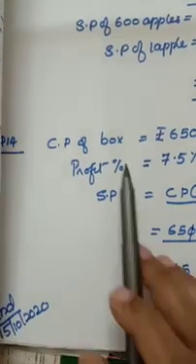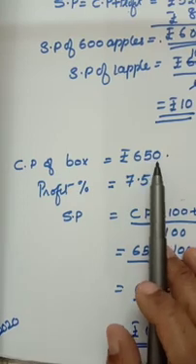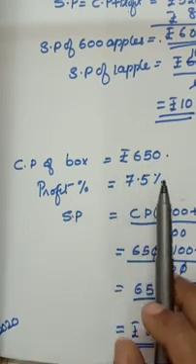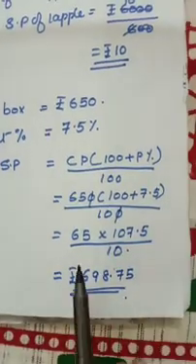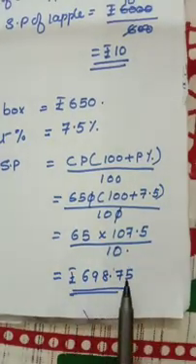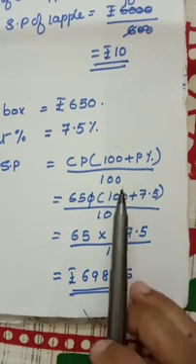Last question, question number 14. CP of box rupees 650 and profit percentage 7.5%. Apply it in the formula, you will get rupees 698.75. Clear?